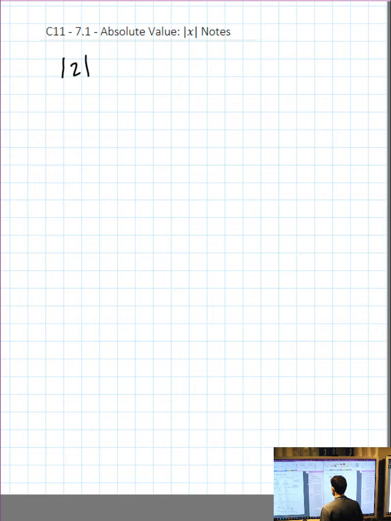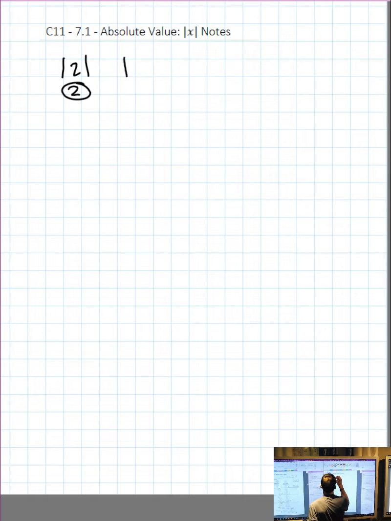So the absolute value of 2. Vertical bars around 2. It doesn't mean change a positive to be a negative. It doesn't mean change a negative to be a positive. It means do what's inside the absolute value, then make it positive. So nothing to be done. The answer is 2. Circle your answer.